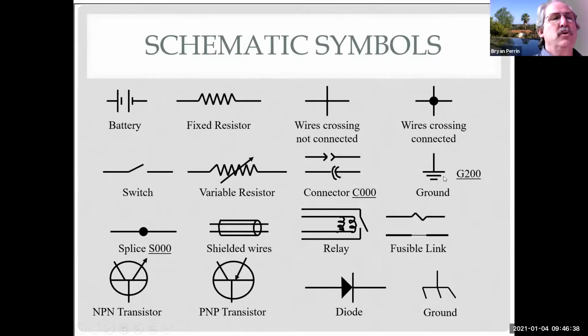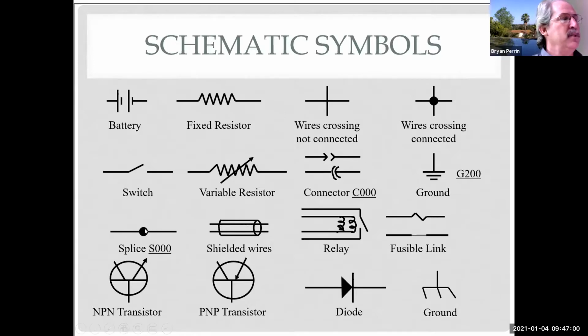Here is one of the two symbols we use for ground. And you can see this is a G200 ground. So the 200 tells me it's between the A and B pillar, or basically inside the passenger compartment between the firewall and the B pillar where you guys are getting the tags from. So that's where that ground connection is. So that's what that 200 tells me.